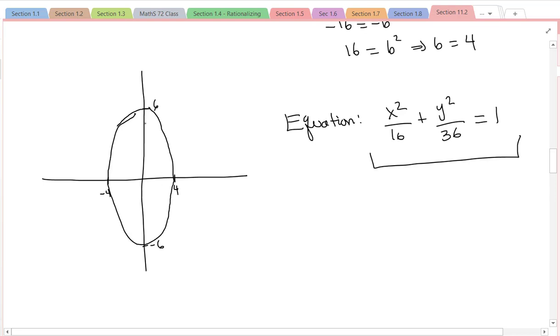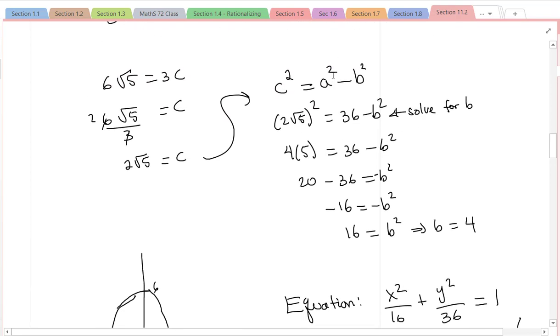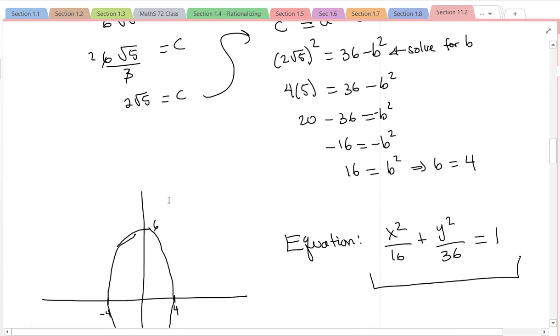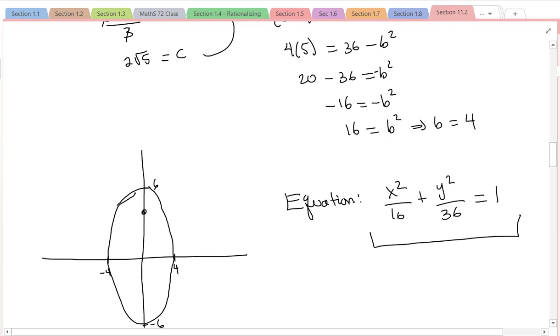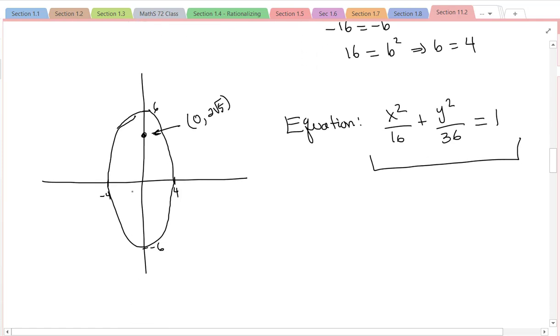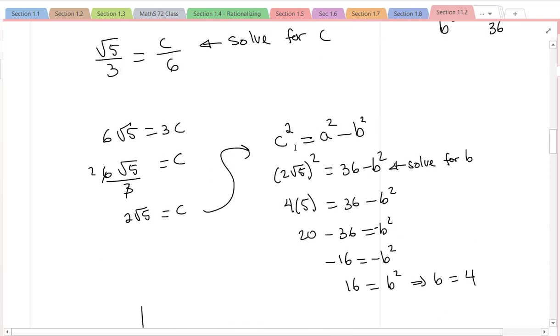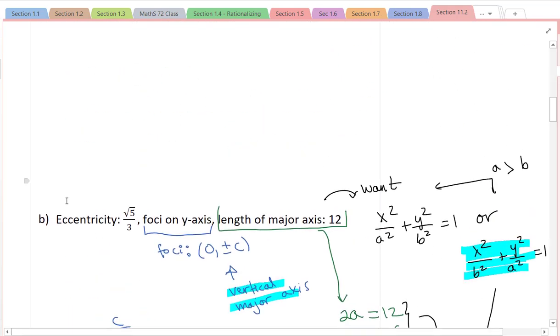And then the foci, we found the foci to be 2 square root of 5. Put that in the calculator and see where that puts you, and then you can label it. It's on the y-axis, right? So that will be x is 0 and y is 2 root 5 for the positive focus, and the focus on the negative side will also be on the y-axis, so 0 and negative 2 root 5, if you were asked to graph it as well. But that is how you find the equation of an ellipse given certain information about it.